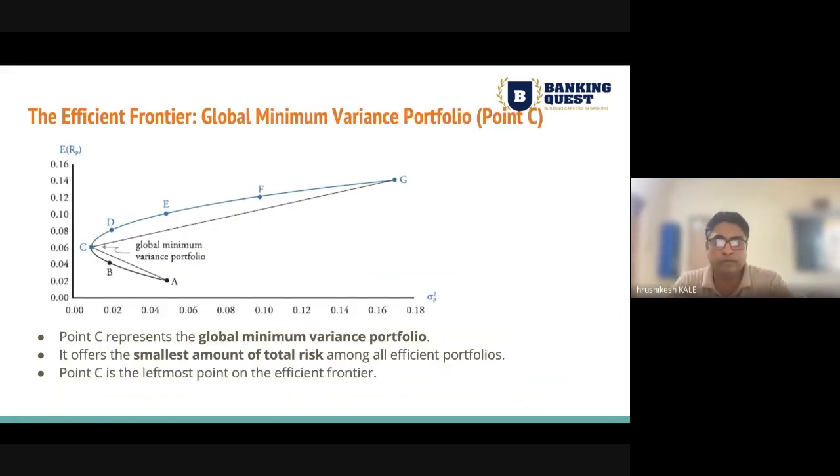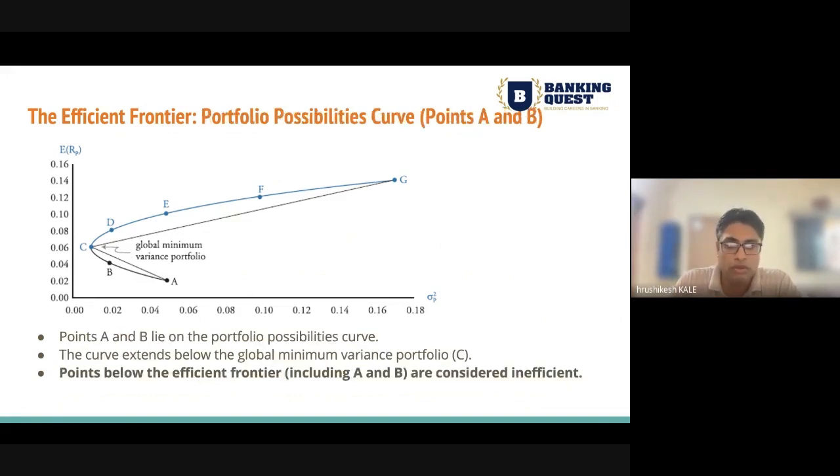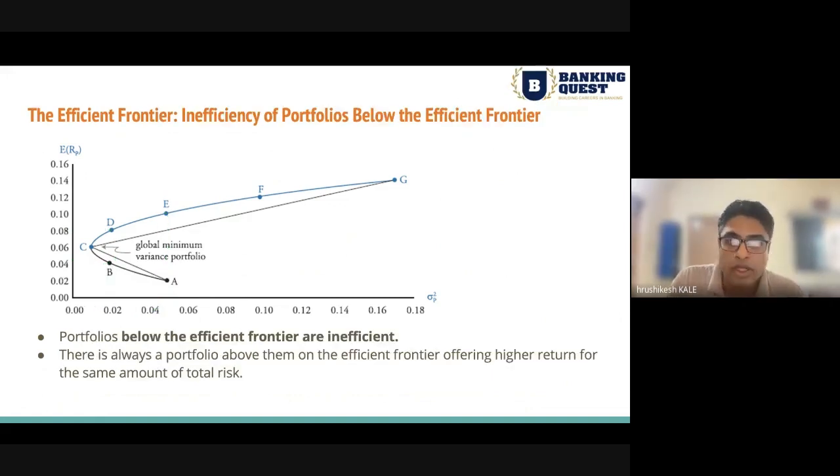Now, point A and B, yes. This point A and B will not be a part of efficient frontier. Why? Because I have another point E here and another point D here, which gives more return than what B is giving for same level of risk. So A and B will not be a part of efficient frontier. Okay.